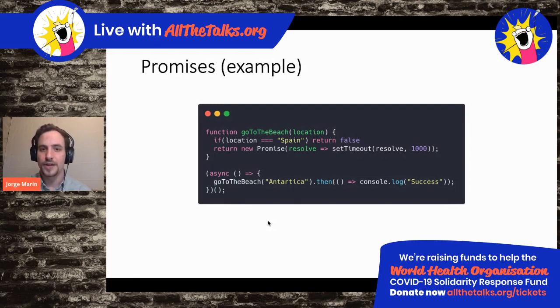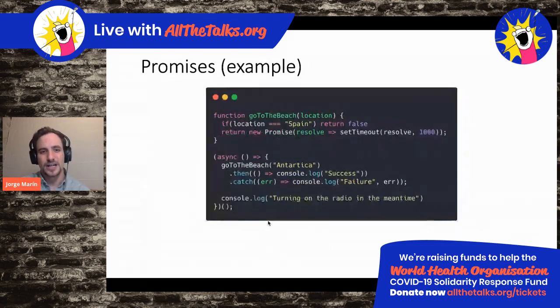this little snippet that is .then, which helps you concatenate actions. When you call the go to the beach function, it's not going to block the main thread. The main thread is going to continue doing whatever it needs to do, serving HTTP requests or any other things. And then when go to the beach resolves after 1 second, the function inside the then is going to be executed. That's why it's called then. So in this code, we have go to the beach, Antarctica, then success, right? What this executes is it calls go to the beach, it waits for a second, and then it prints success. So this is the very basic sample with promises.